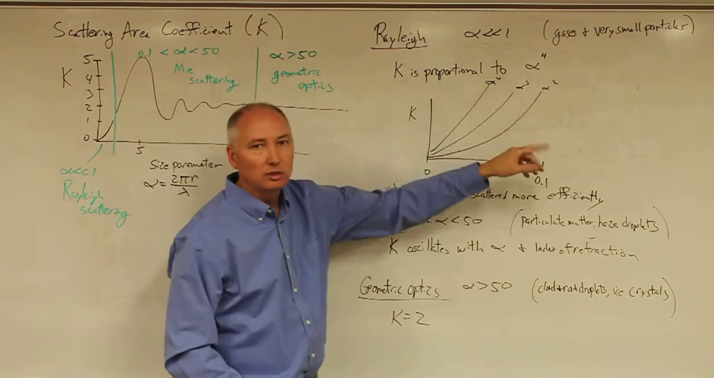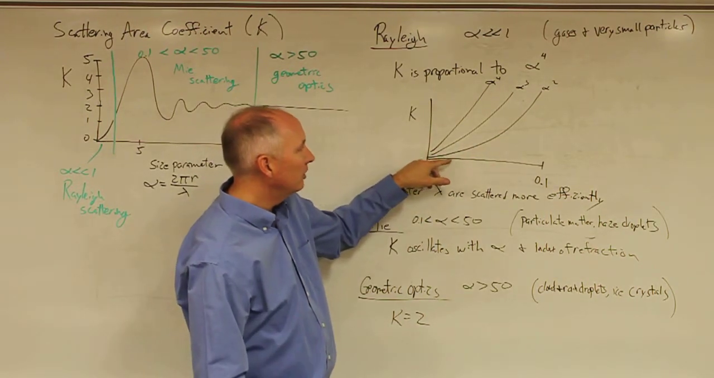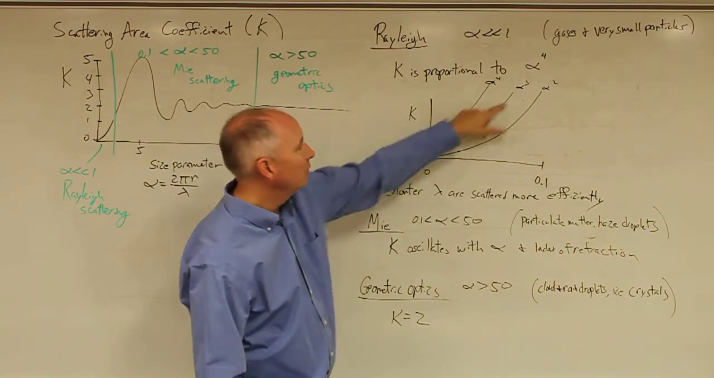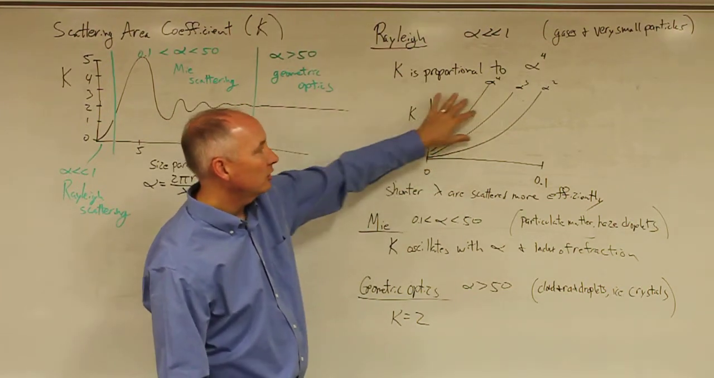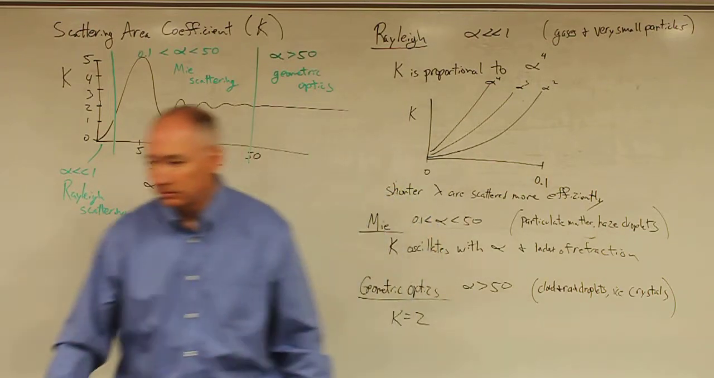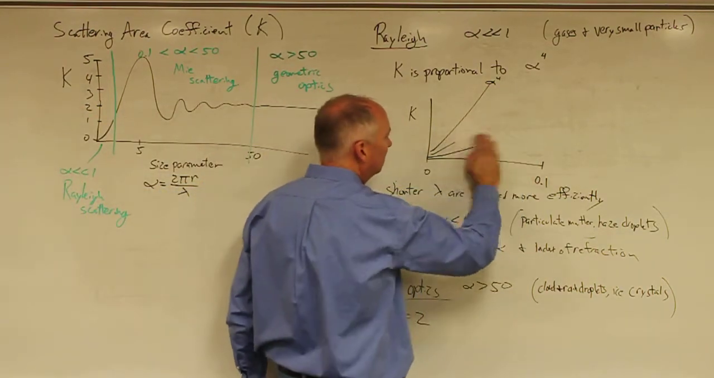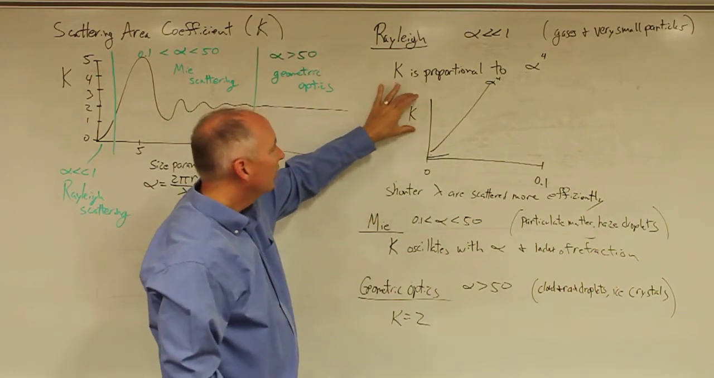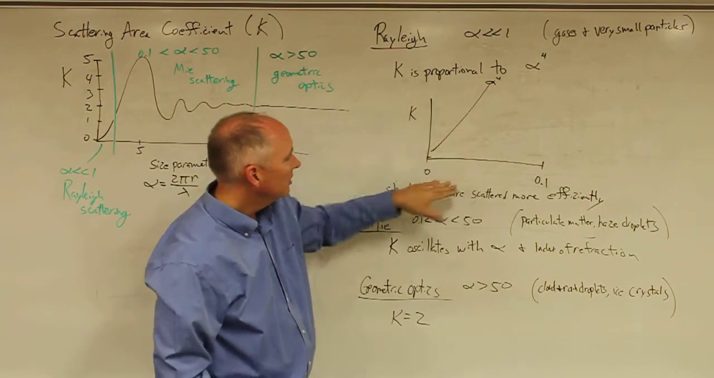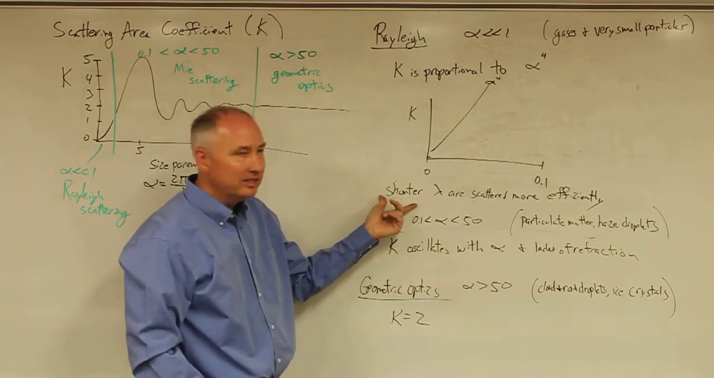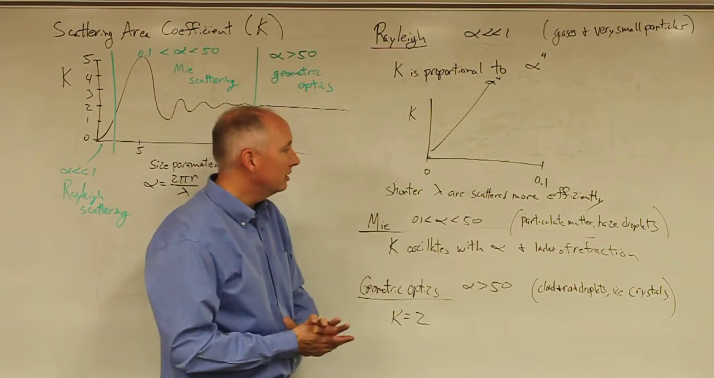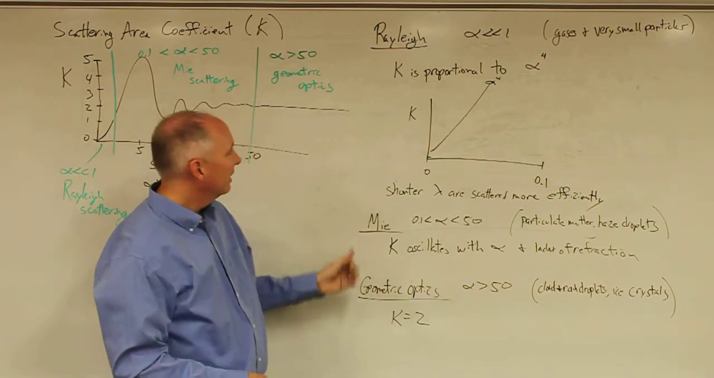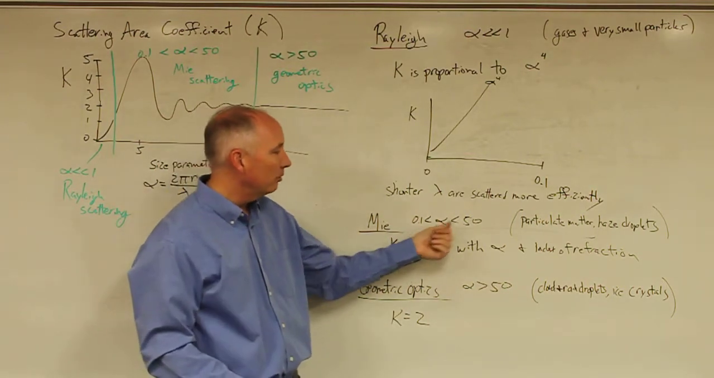If you think about how a function would look, if it were proportional to the size parameter squared, it would look like this. If it were proportional to the size parameter cubed, it would be this. But in the Rayleigh scattering regime, it's actually the size parameter to the 4th power, so it's not really going to look like that. It's just going to be a very rapid increase in the scattering area coefficient with the size parameter. What that means is that shorter wavelengths are going to be scattered much more efficiently than longer wavelengths.